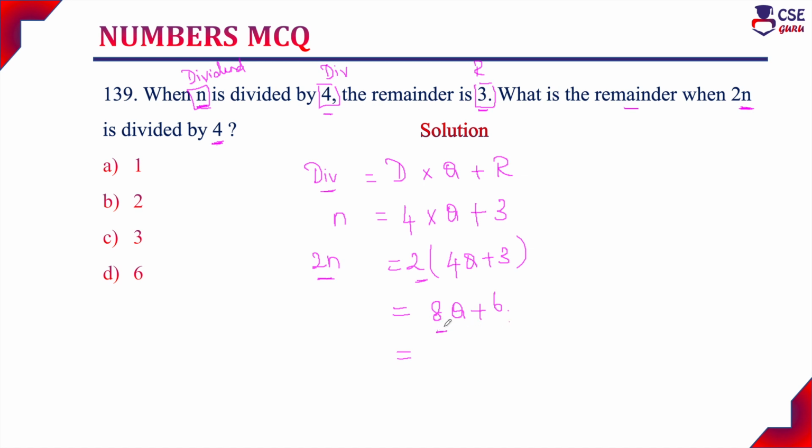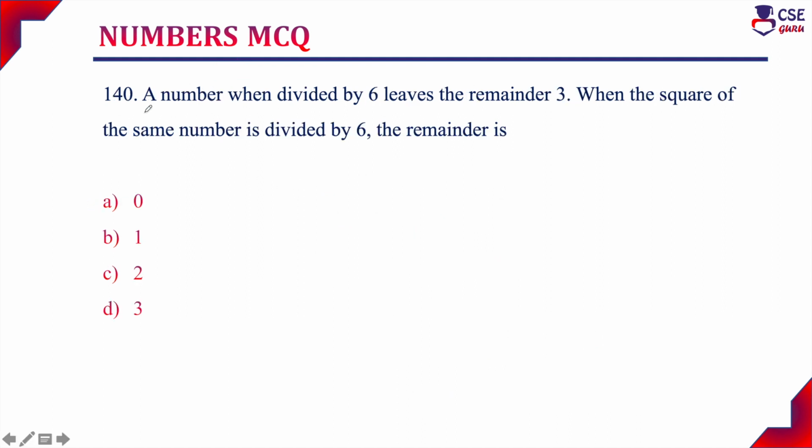So here we are considering 8q plus 6. We can take it in terms of 4. So 4 into 2q plus 4 plus 2. We can take 4 outside: 4 into 2q plus 1, plus 2. Okay, so this is nothing but the quotient and this is nothing but the remainder. So when 2n is divided by 4, we will get 2 as the remainder. So the correct answer is option B, 2. Remainder is 2.